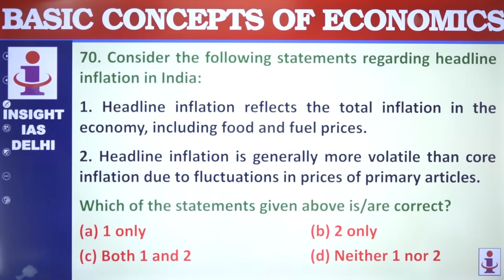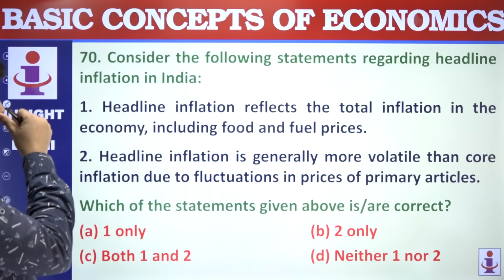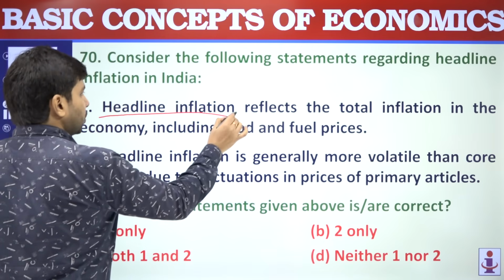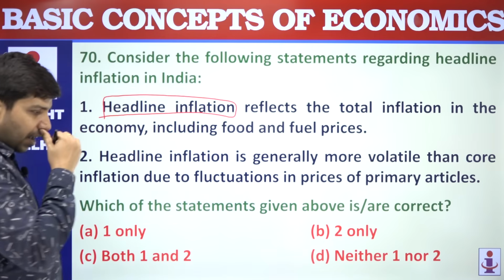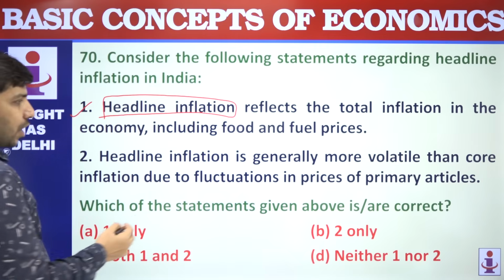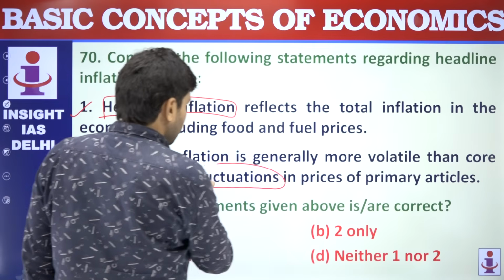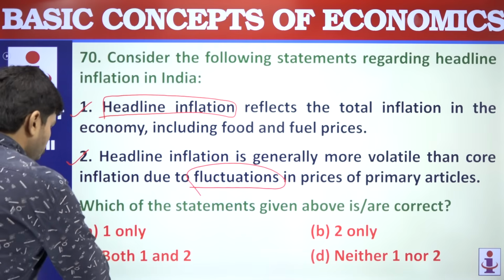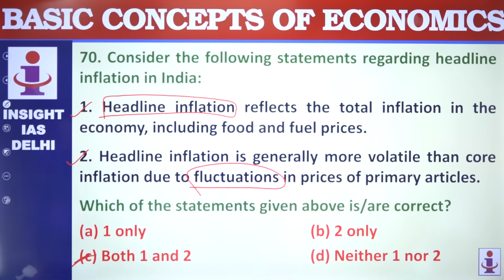Headline inflation reflects total inflation in the economy, including food and fuel prices. Yes, headline inflation, which is always in the headline, includes fuel and food prices. Headline inflation is generally more volatile than core inflation due to fluctuations. Yes, headline inflation is more prone to fluctuations. Both 1 and 2 are correct.